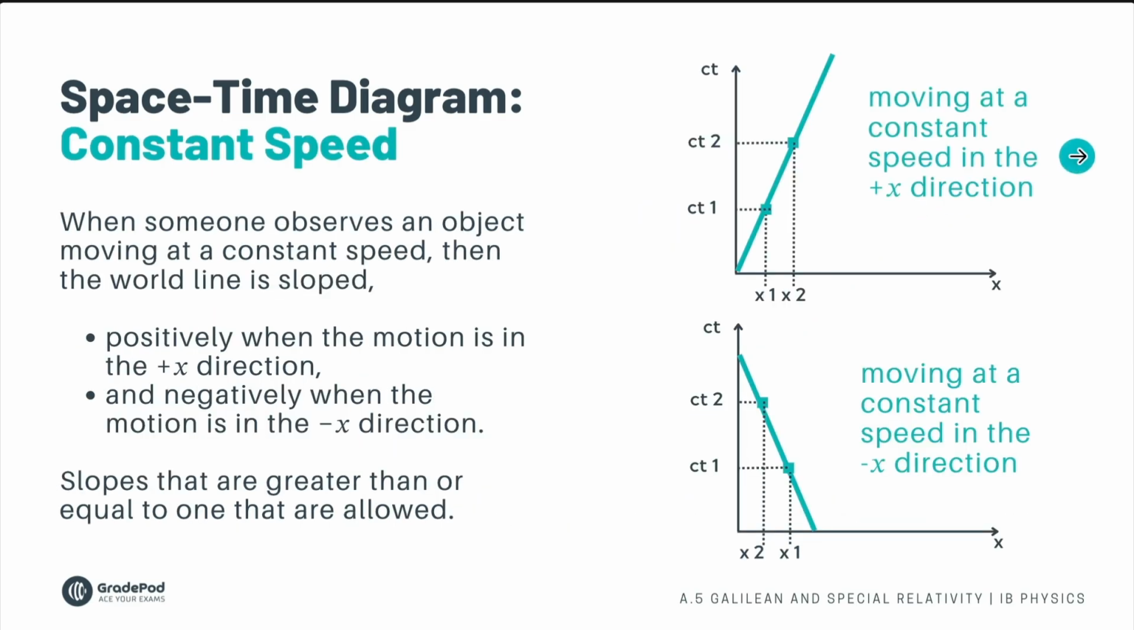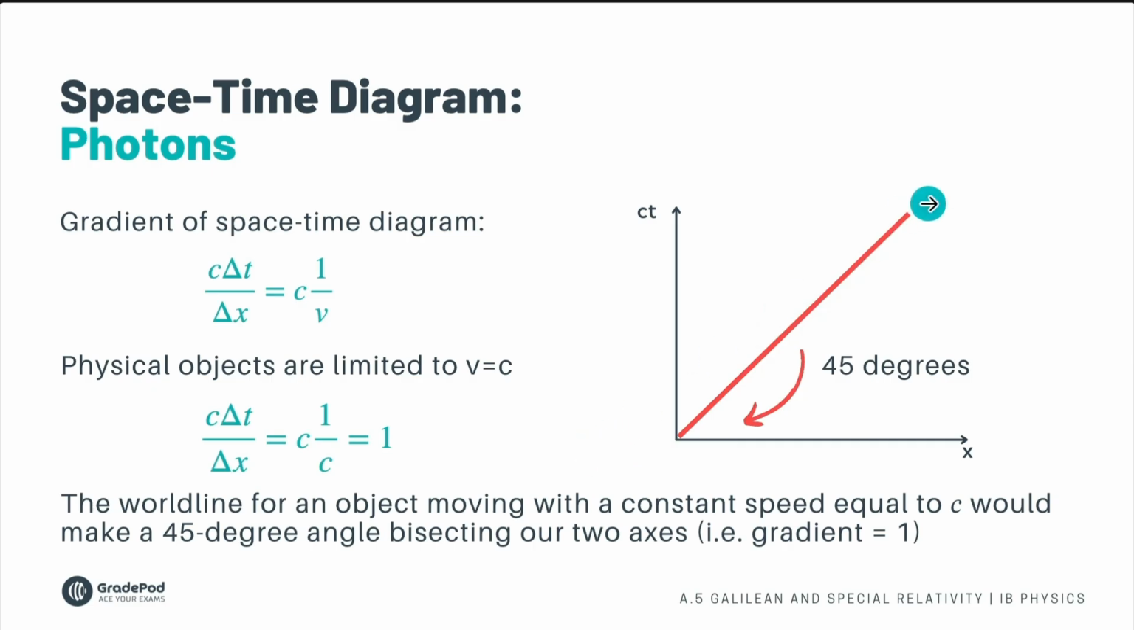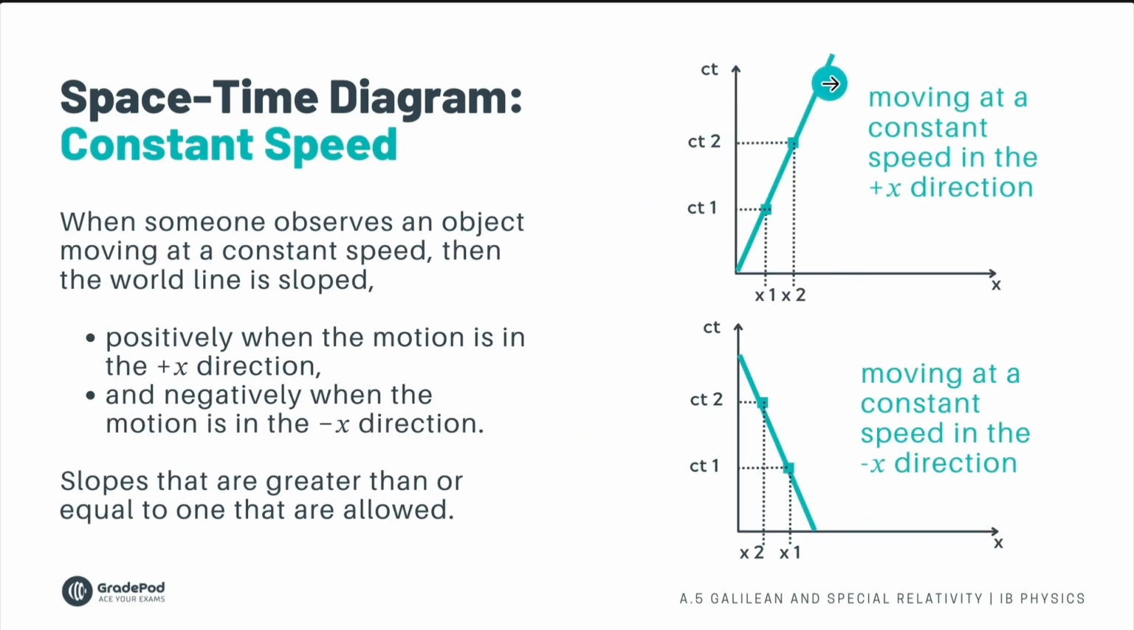We've looked at a stationary object. We've looked at the fastest particle, a photon. Let's look at just your bog standard fast-moving object. When somebody observes an object moving at a constant speed, the world line is sloped, like this. It's sloped positively when the motion is in a positive direction, and sloped negatively when the motion is in a negative direction. Like we said before, we're only allowed lines that are steeper than the 45 degree angle. Anything less steep than a 45 degree angle is not possible.